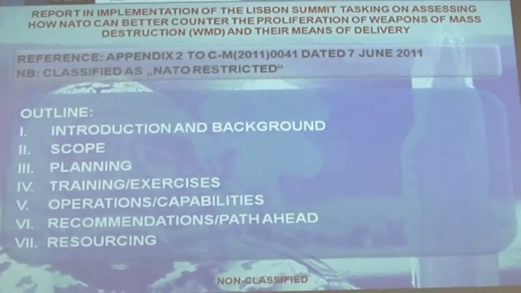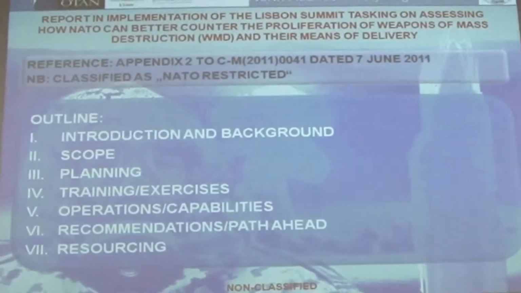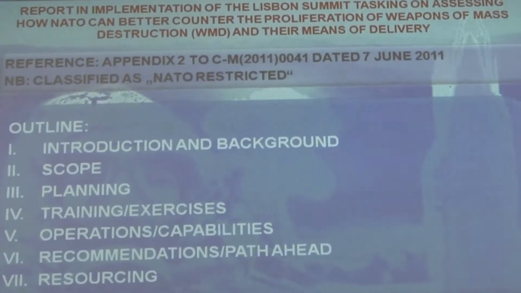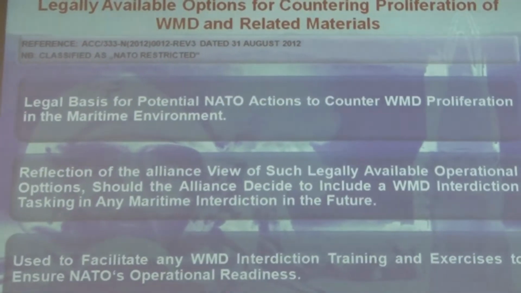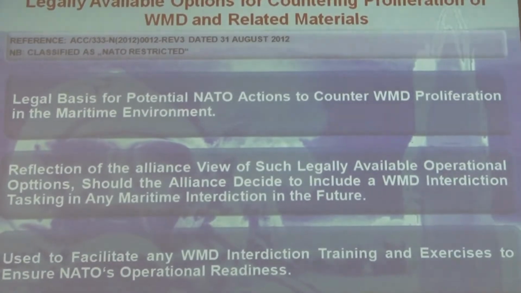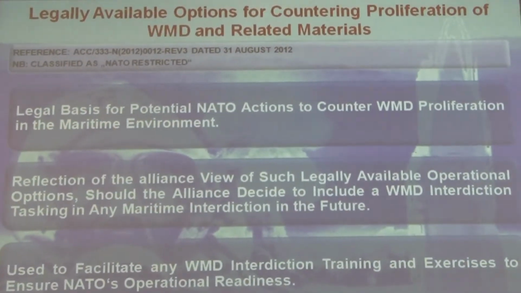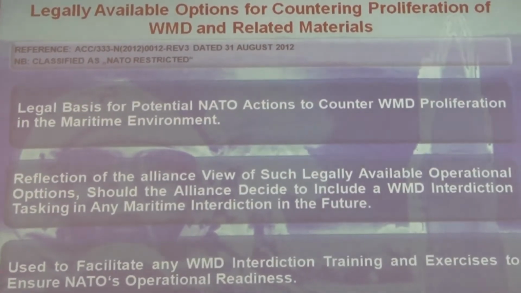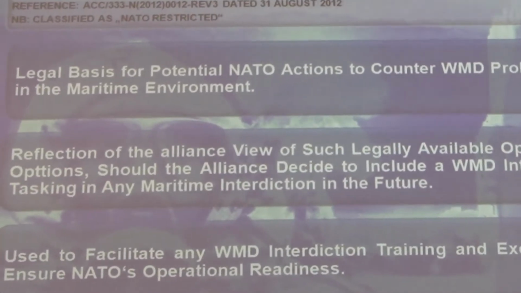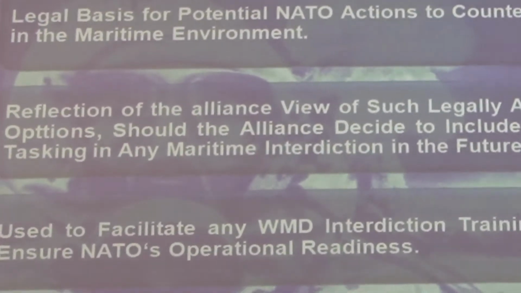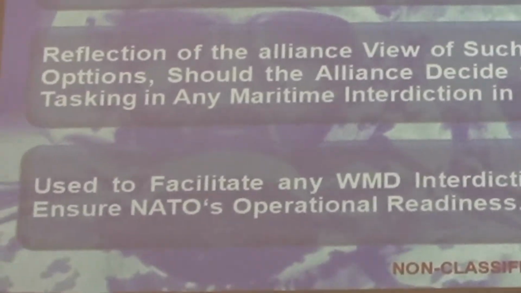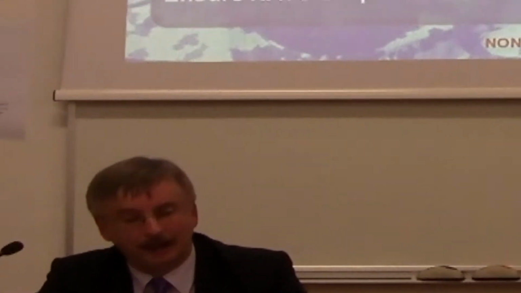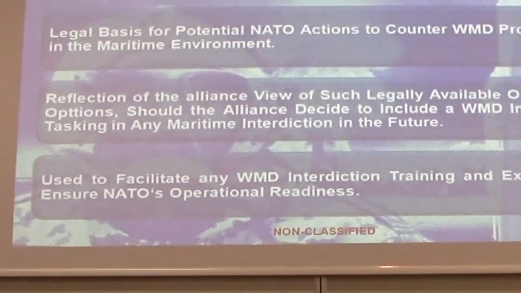You see the structure of the paper here. It covers planning aspects, training and exercises, and operations and capabilities. And I started with a legal basis. This is the one and only document which is up to now not agreed among 28. It's in the developing phase. We hope to finalize this paper by the 26th of September. It's to identify legally available options for countering proliferation of WMD and related materials. So this gives us a basis, from a NATO-agreed point of view, to act on non-proliferation tasks.